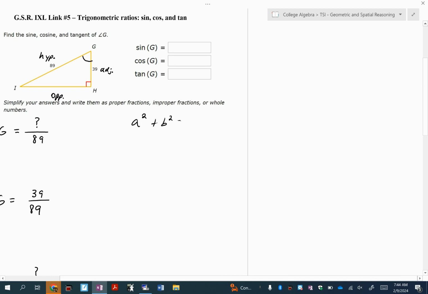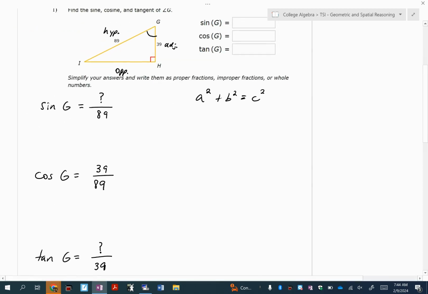Do you remember this formula? A squared plus B squared equals C squared. All right, remember which one always has to go with the C? Which one always has to go here? So we say the hypotenuse. Very good. It'll be right. Okay, so I'm going to put 39 here. Do I know the opposite side? I do not. Equals 89 squared. All right, let's get out our calculators.